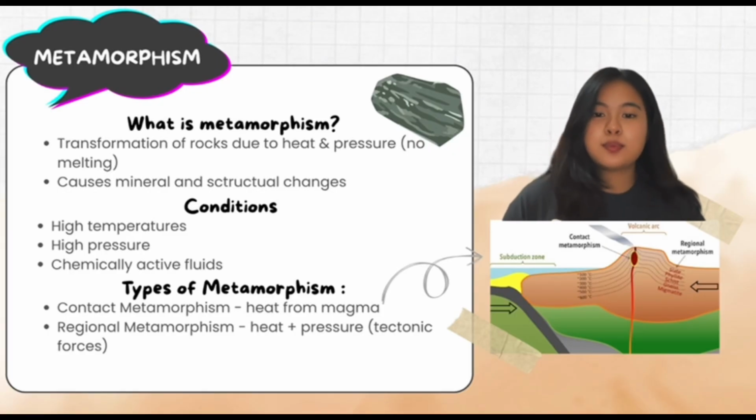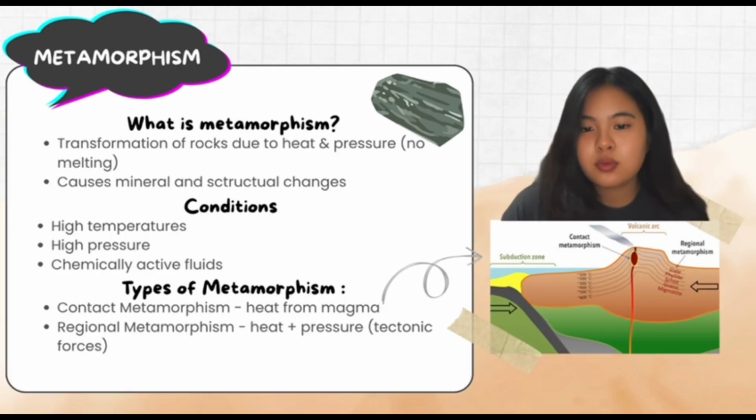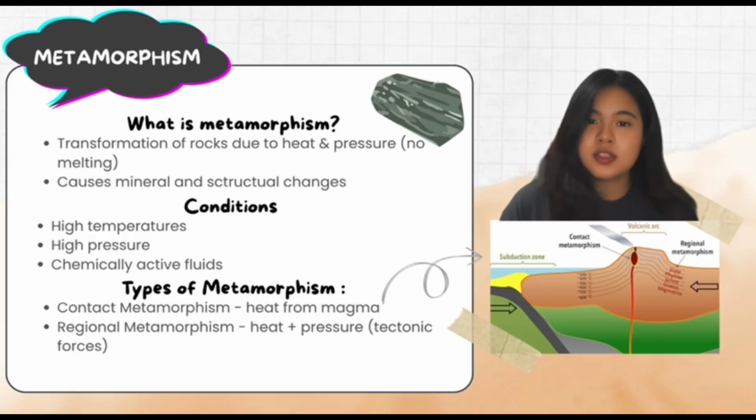The second is pressure, which compresses the rocks and can align minerals in a particular direction. Another factor is chemically active fluids, such as water containing dissolved ions. These fluids can speed up chemical reactions and help transform elements within the rocks. Together, these factors control how the rock changes during metamorphism.